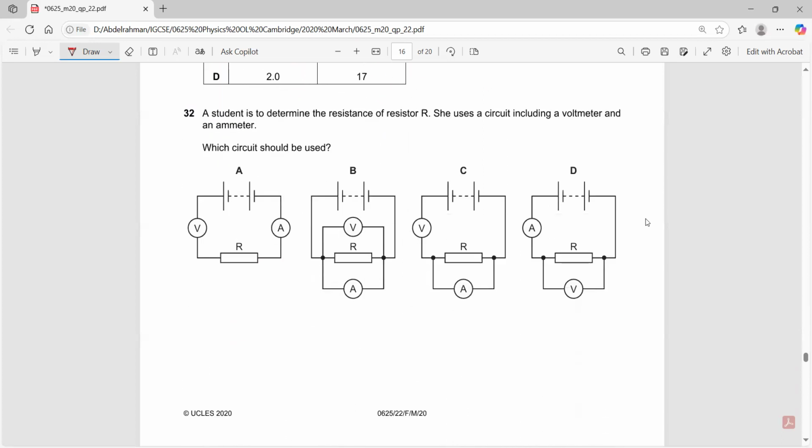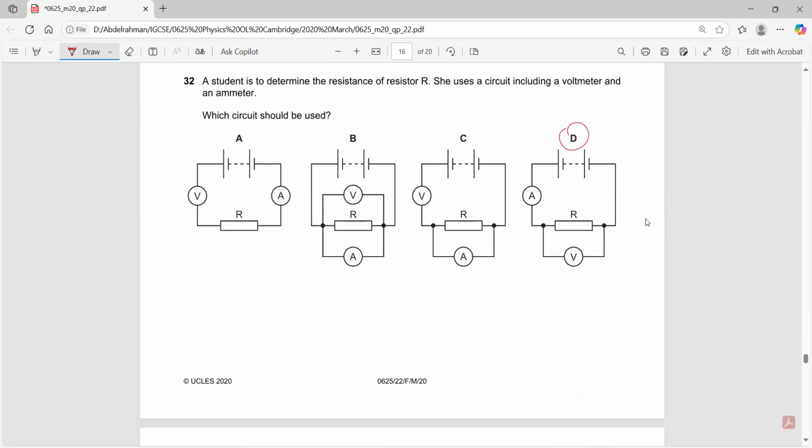A student wants to determine the resistance. Which circuit should be used? You have the ammeter in series and the voltmeter in parallel.